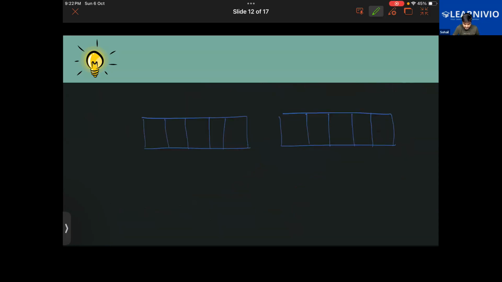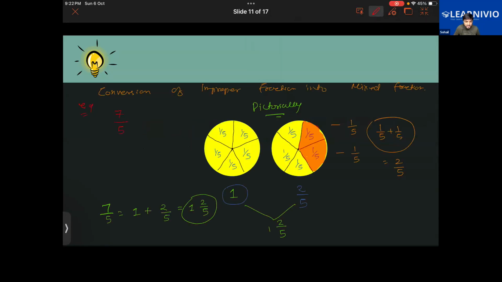Got this now? What about the first one? There is 1 in that circle. That's 1, right? Basically 1 represents the whole now. The complete circle can be represented by the number 1 here. And there are two fractions being shaded here, that is 2 upon 5. And when you add these two, you get 7 upon 5.